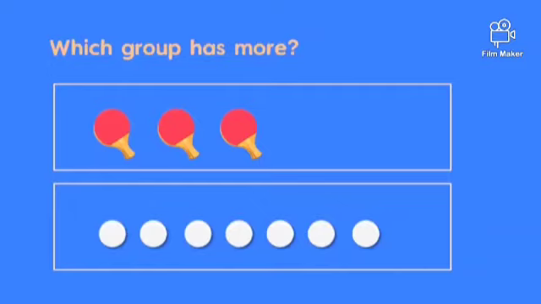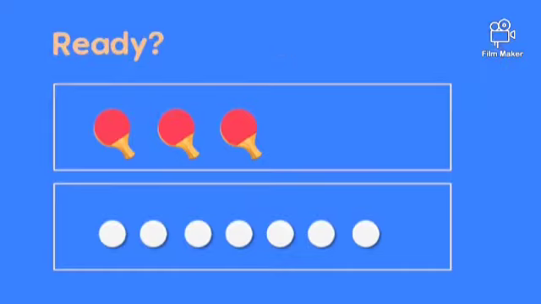You are doing great. Now, again, first group has 3 objects and second group has 1, 2, 3, 4, 5, 6, 7 dots. So, which has more objects? Tell me. Ready, fast. Tell me answer. Yes, second group has more objects. There are 7 dots. Wow, you can count very well.